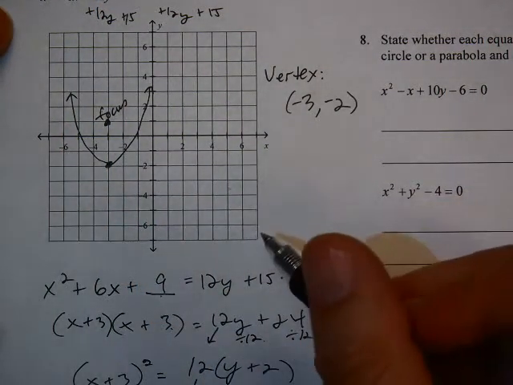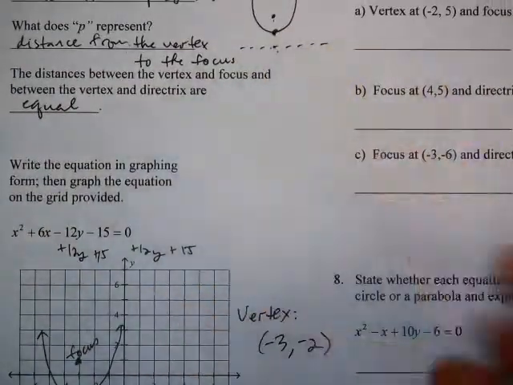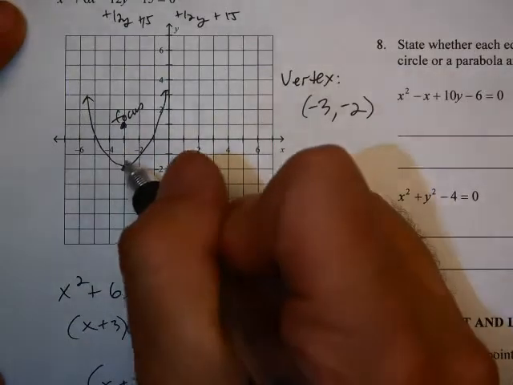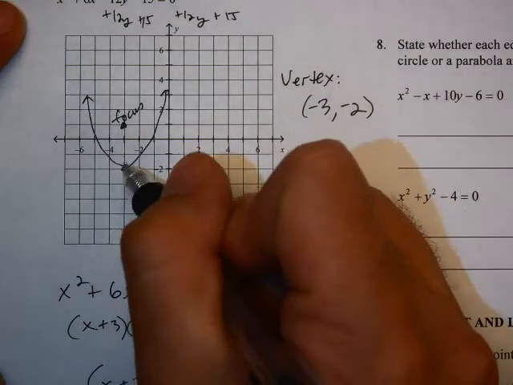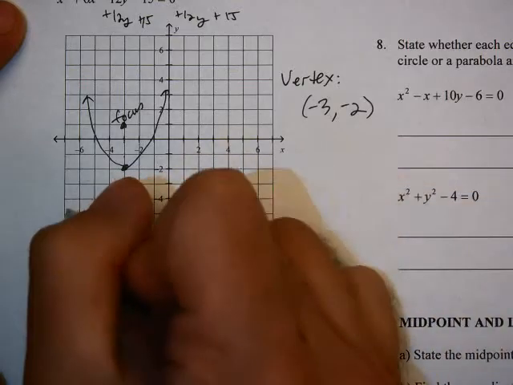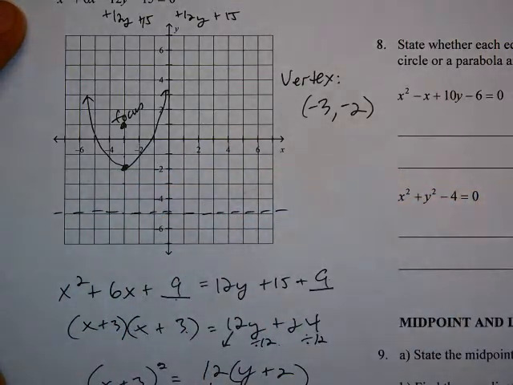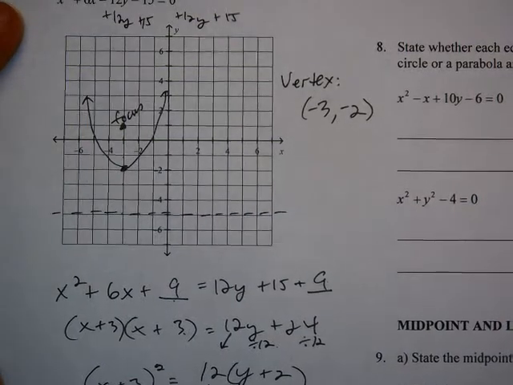Now for the directrix, if I'm going to graph this dashed line, I'm going to go in the opposite direction. I went up 3 for the focus, down 3 gives me the directrix line going left to right that way. And there my graph is done.